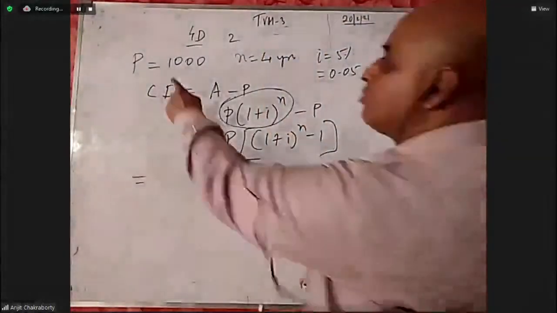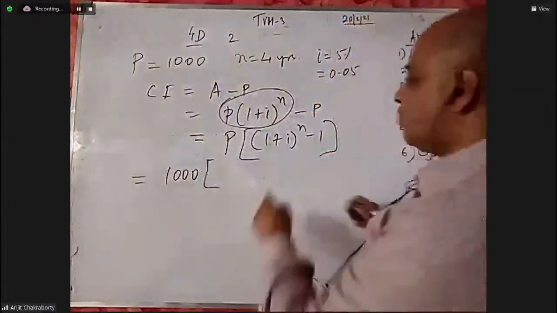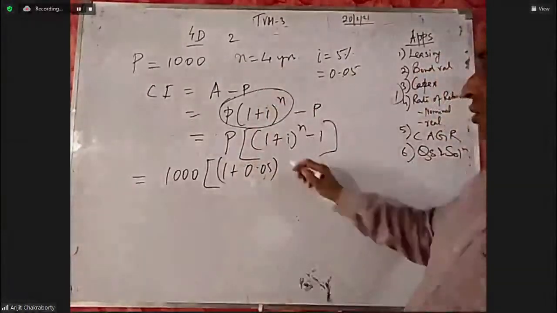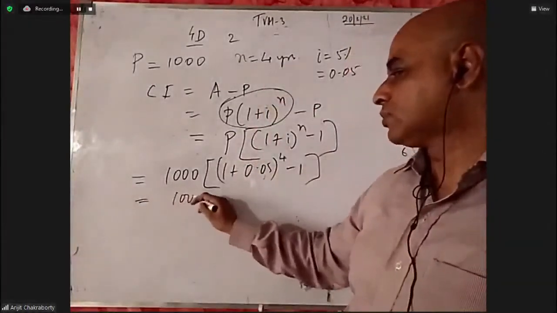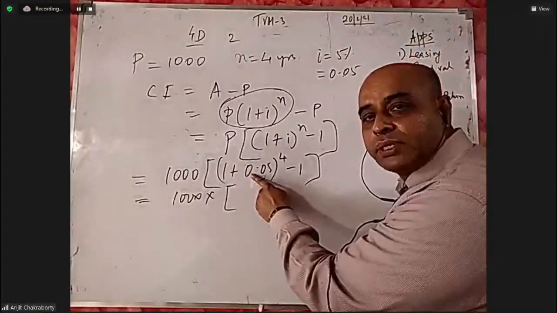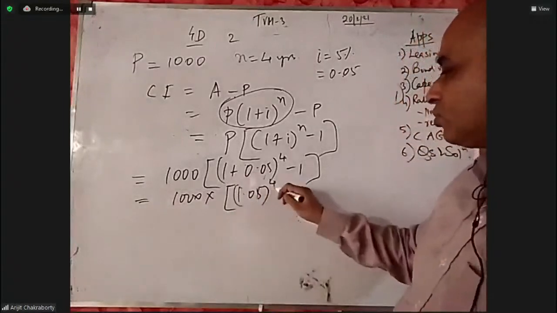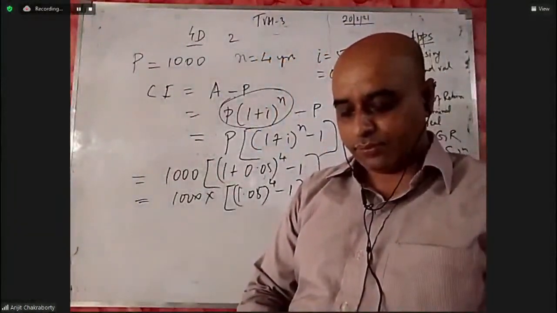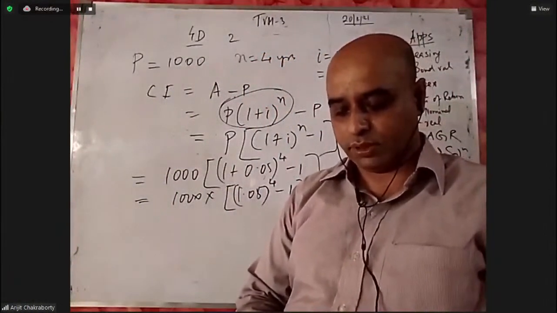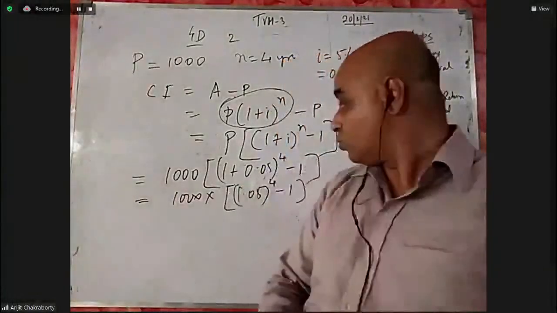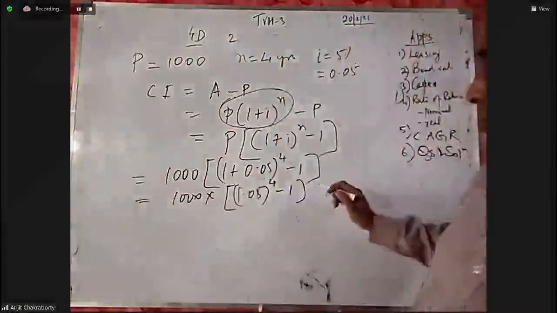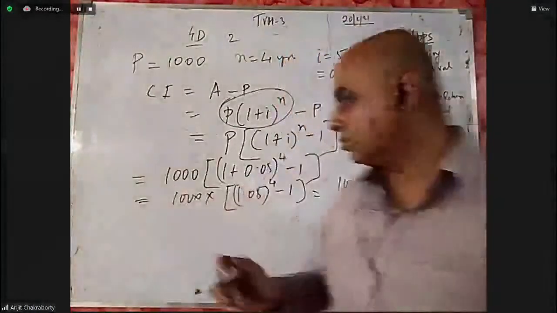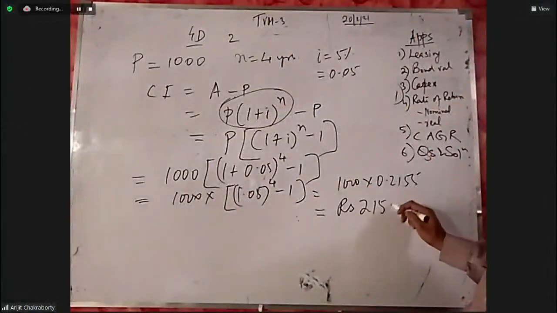Okay. So let us put the values in the given problem and see what happens. P is 1,000. 1 plus I, where I is 0.05, to the power 4 minus 1. So I have 1,000 into 1.05 to the power 4 minus 1. So I have to multiply 1.05 four times. Let me try it out. 1.05 into 1.05 into 1.05 into 1.05. So 1.2155 minus 1 gives me 0.2155. So this is 1,000 into 0.2155. So I'm getting 215.50. The compound interest is rupees 215.50.